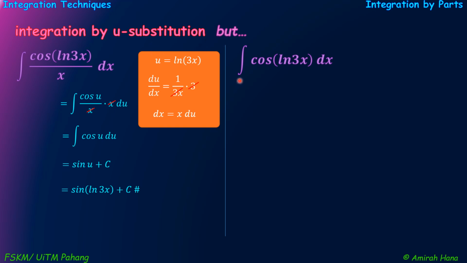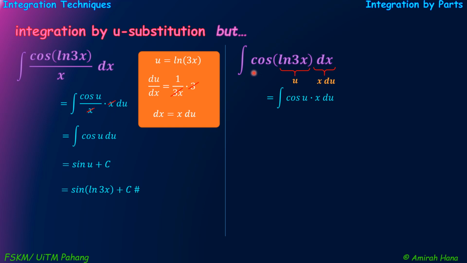Alright, but let's say we want to integrate cos ln 3x dx. As I said before, the question looks similar, but there is no over x in this question. Let's say we want to use the same technique. We choose u equals ln 3x, and after we choose u, we need to differentiate. Then we write dx as the subject, so we get x du. Our dx now equals x du.